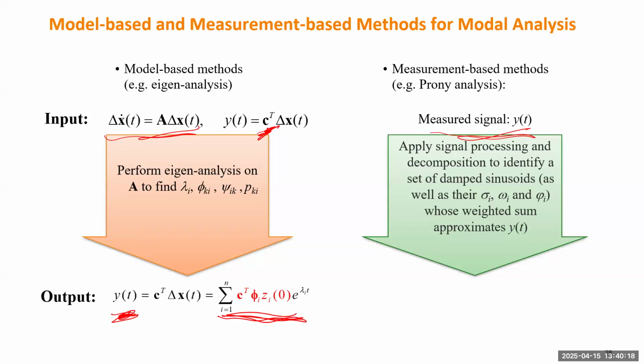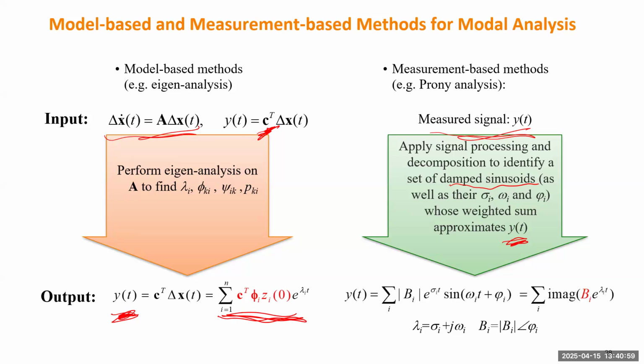If we take a measurement-based approach, we need to utilize signal processing and decomposition to identify a set of damped sinusoids. A sinusoid will give you the decaying factor, which is the sigma, and the frequency omega, and also there can be some phasing, which can be characterized by phi. So you want to find a number of damped sinusoids until they together can make up the signal, or can take a majority of the signal.